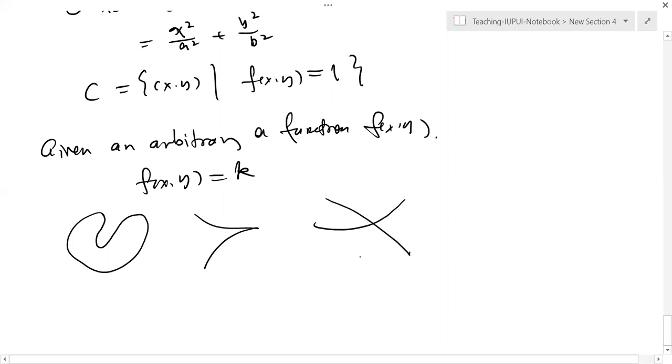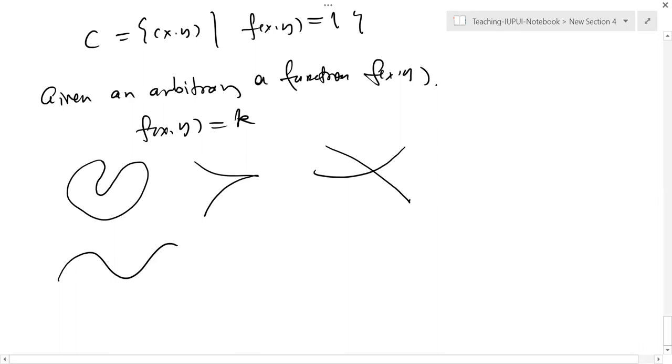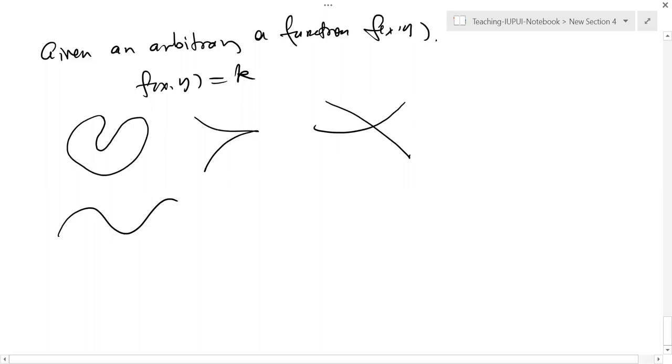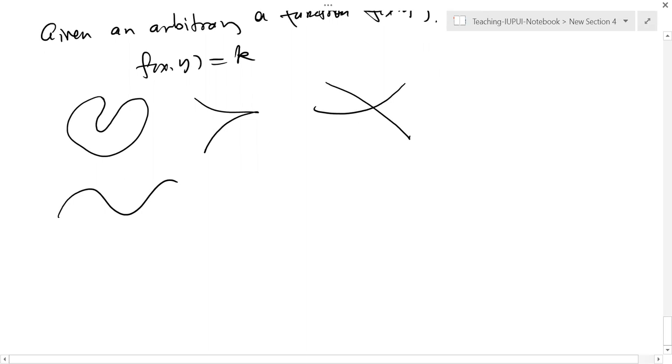So it's not necessarily defining a smooth curve. It's not necessarily true that the level curve is the image of a regular parametric curve. Like in this case, it's impossible, it's a cross of two lines, two curves. What I want to show is the following theorem I want to explain.